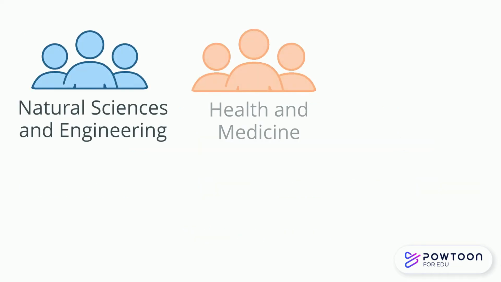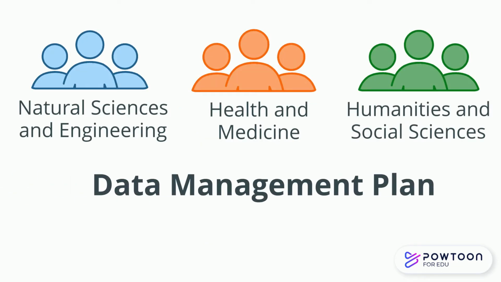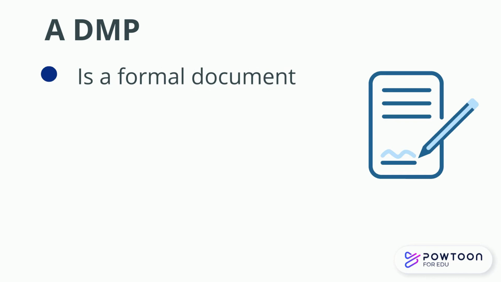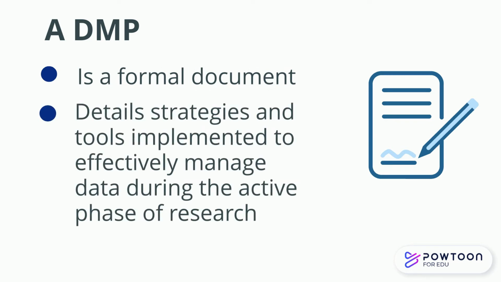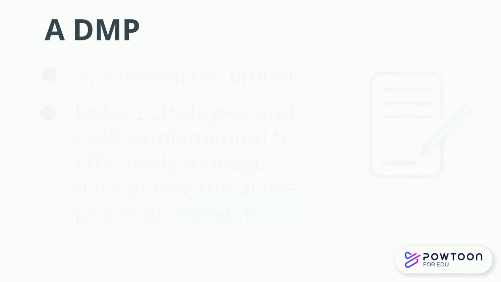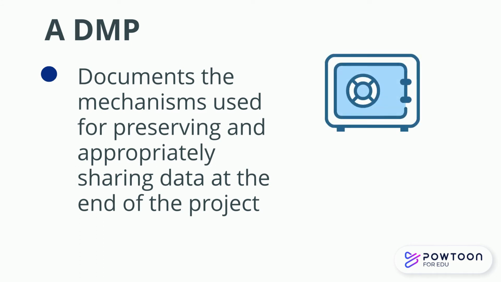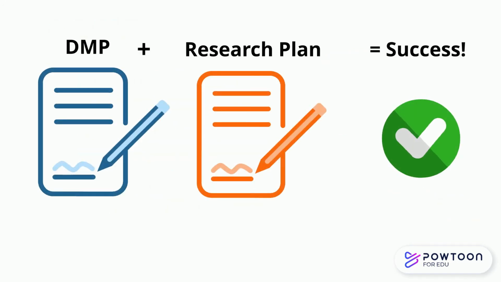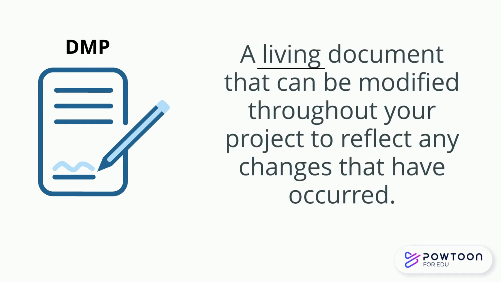No matter what your area of research is, a data management plan, or DMP, can play a foundational role in your project planning and organization. So what is a DMP? A DMP is a formal document that details the strategies and tools you'll implement to effectively manage your data during the active phase of your research. It also documents the mechanisms you'll use for preserving and appropriately sharing your data at the end of the project. Created alongside the development of a research plan, a DMP is a living document that can be modified throughout your project to reflect any changes that have occurred.